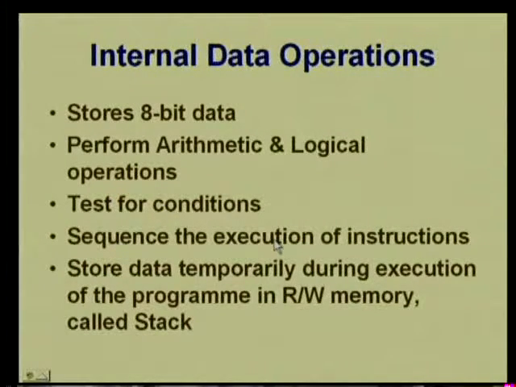This is the sequence of execution of instructions. When the processor is executing a program, it reads one instruction at a time and completes the execution of that instruction. Later it goes to read the next instruction. So when it is executing an instruction, the next instruction that is to be read and executed will be indicated by a register known as the program counter. So for this sequence of instruction execution, one more register is available within the processor.